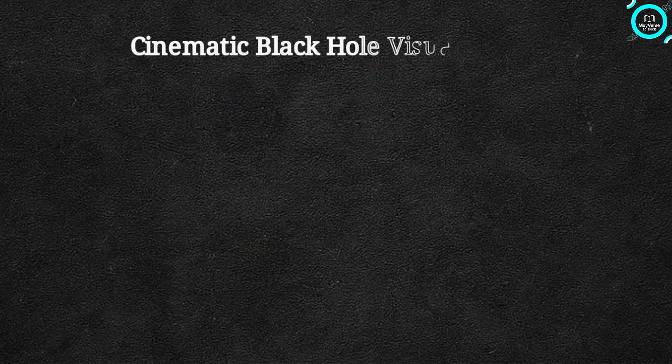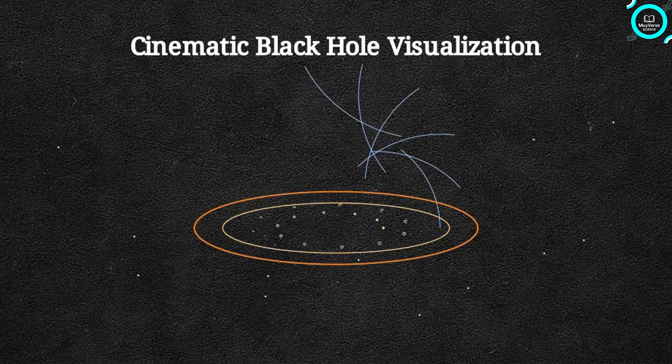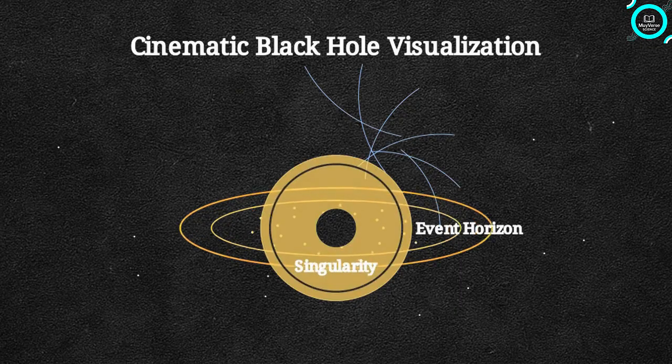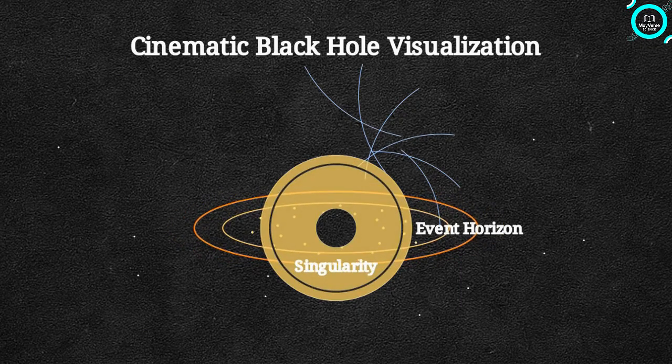Next, cinematic scene. We'll visualize a massive black hole bending light around it, with a glowing accretion disk and warped starlight. We begin with a dark core representing the black hole. Around it is the event horizon. A hot accretion disk glows as matter spirals inward. Distant stars are warped into arcs by gravity.